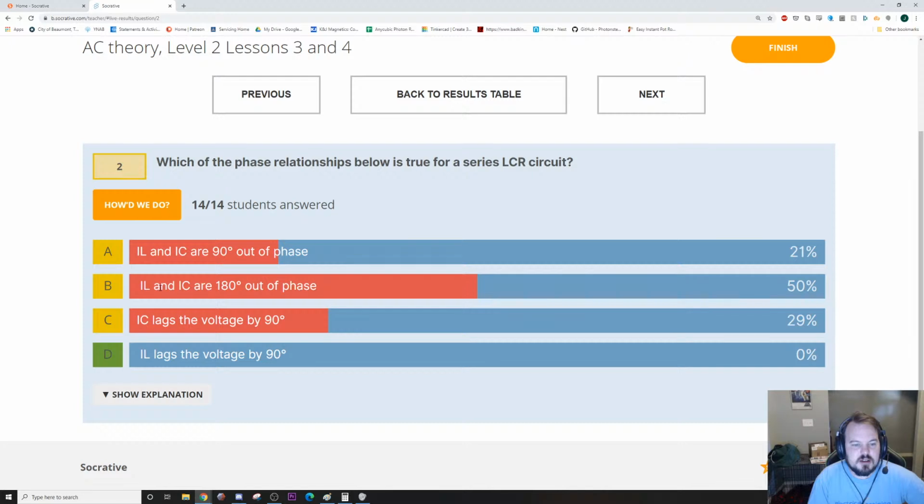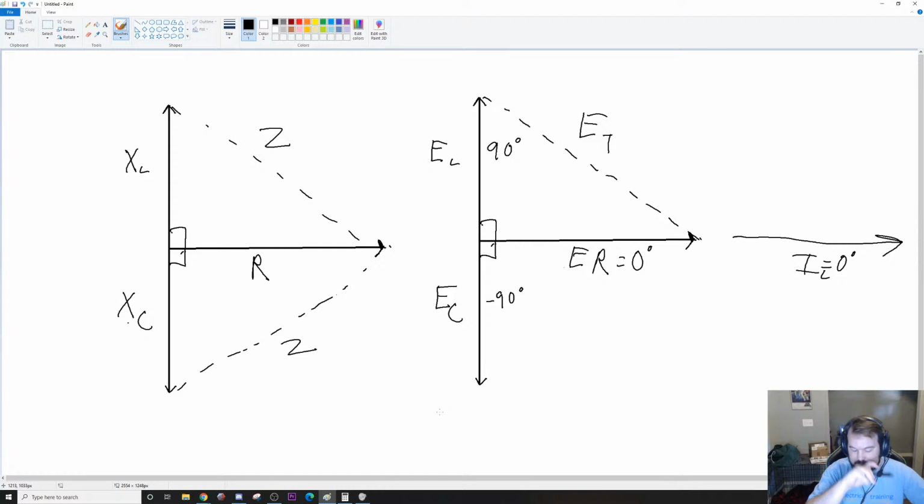These first two cannot be true because IL and IC are both at 0 degrees because current stays the same in a series circuit. So IL and IC are at 0 degrees, so they are identical. IC lags the voltage by 90? That's just not true. IC is at 0 and EC is at negative 90. So IC will lead by 90. Remember.